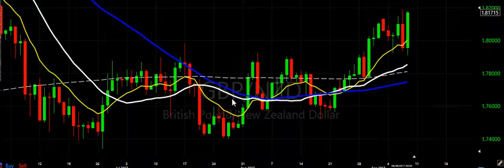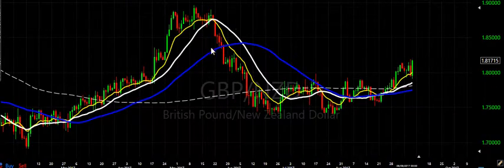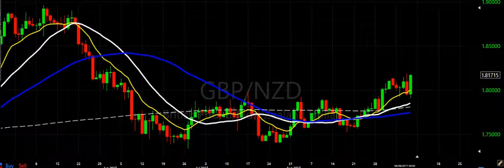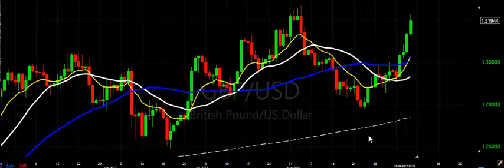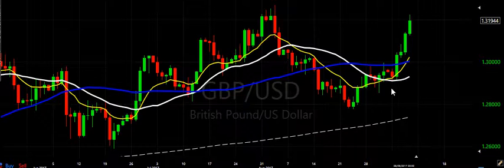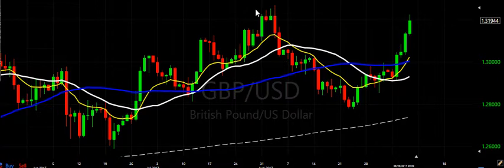Here's another move. You would have been whipsawed a little bit here, but you would have caught these moves going back in March and sold off in June. So yeah, we've got the GBP USD. So if you didn't get in here, you might have missed out on these moves.